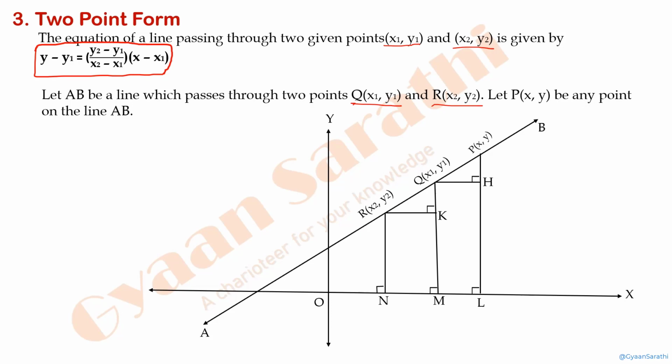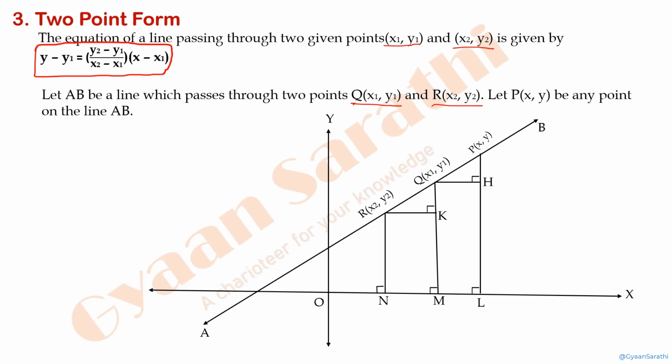Now what we are doing, we are drawing perpendicular from P, that is PL, and from Q we are drawing a perpendicular on the x-axis, that is QM, as you can see here in the figure, and from R we are drawing a perpendicular on the x-axis, that is RN. Also we draw a perpendicular from Q on PL, that is QH, and from R on QM, that is RK.